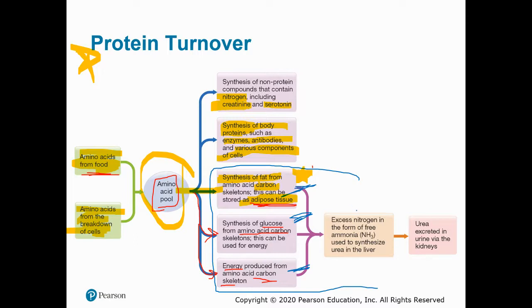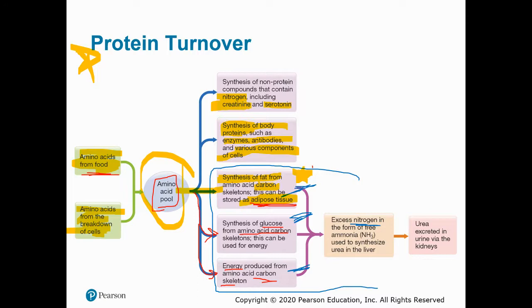When we use amino acids for energy, we have to get rid of that nitrogen, right? Because there's no nitrogen in glucose. There's no nitrogen in triglyceride. So we don't use nitrogen in harnessing the energy from our food or using the calories from our macronutrients. So that nitrogen we have to get rid of.